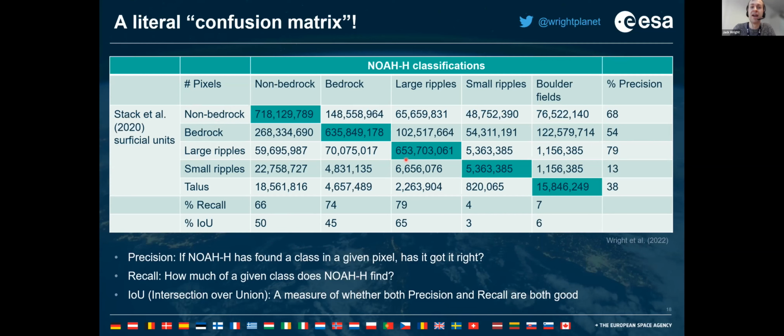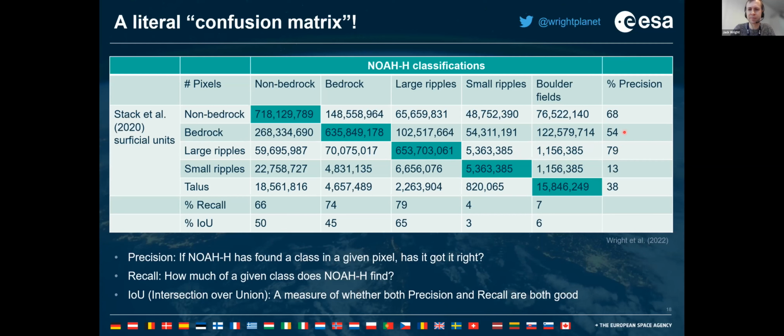And the answer here, to give you an idea of how many pixels we're talking about, is over 650 million. Okay, so we're talking a lot of pixels. And that actually means that's a 79% agreement. That's a really good result for machine learning. And then the other numbers in this row are misclassifications. So about 1 million pixels that are actually large ripples were misclassified as boulders. Well, that's a really insignificant fraction of the correct response. So the machine learning algorithm for the large ripples is working really well.